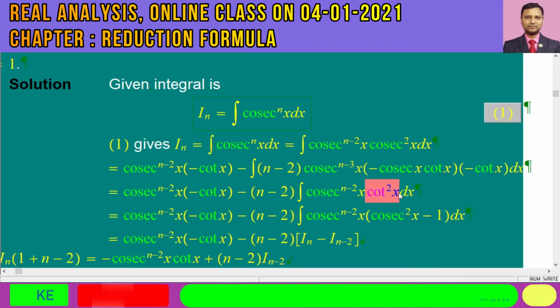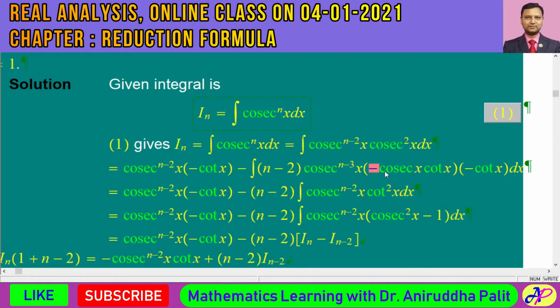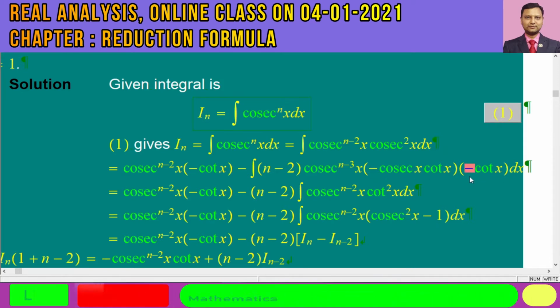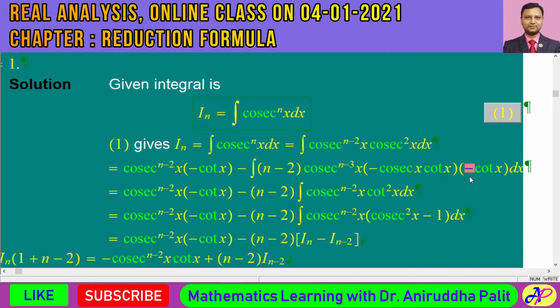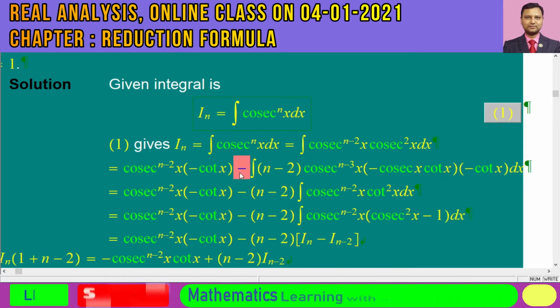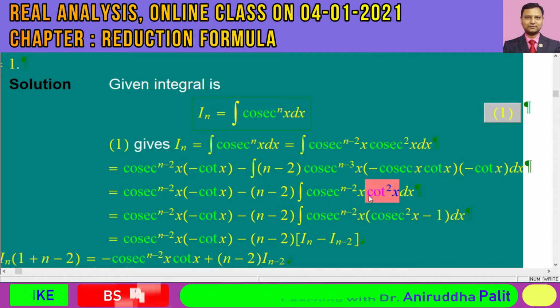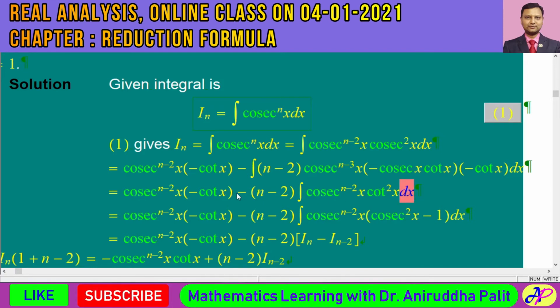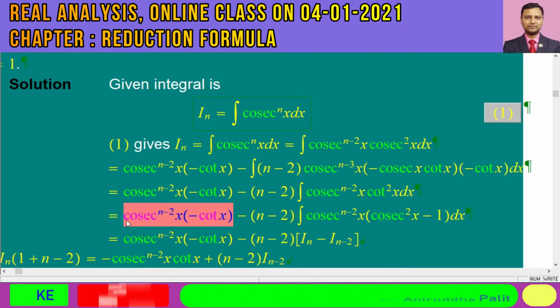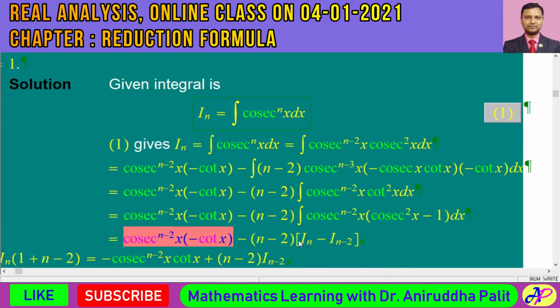Therefore, cot square x would appear, and this minus sign and this minus sign, whenever multiplied, would produce a positive sign, and along with that one more minus sign is there. So this term would have a negative sign. The second term would have a negative sign. This n minus 2 is taken outside the integral, and therefore we will have cosec to the power of n minus 2 x multiplied by cot square x dx. And we are not changing the first term at all.